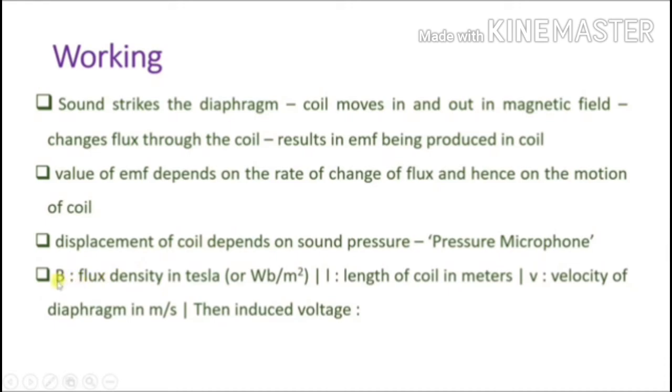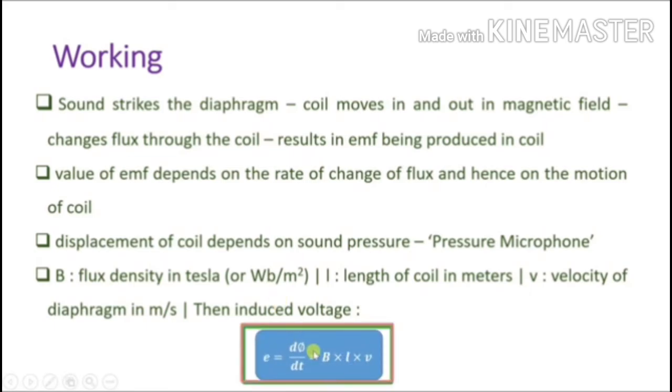Here the magnetic field is B, the length of the coil is L, and the velocity of the diaphragm is V. So it will generate EMF, that is the rate of change of flux with respect to time, and that equals B cross L cross V. So it is BLV. That much amount of EMF is generated because of the sound pressure applied on the diaphragm. That is how this moving coil microphone functions. Its EMF, the rate of change of flux with respect to time, is E equals BLV.